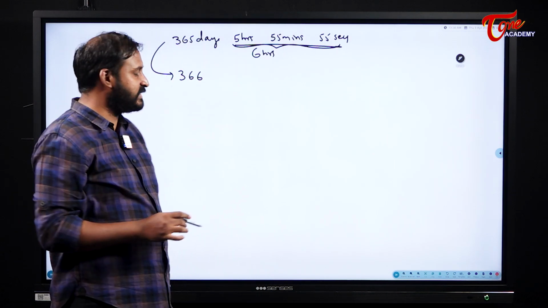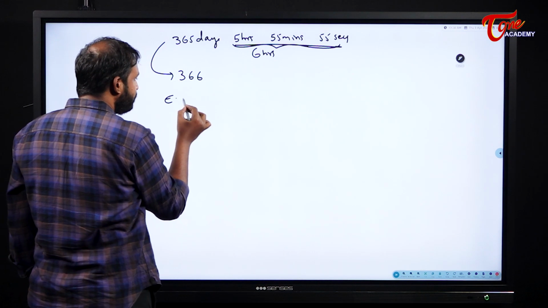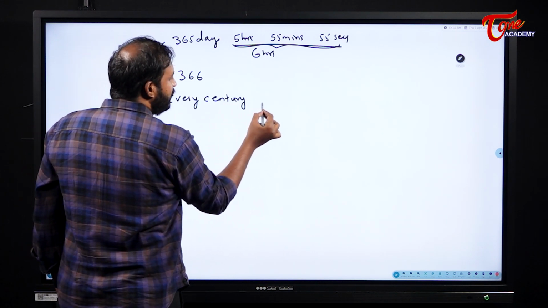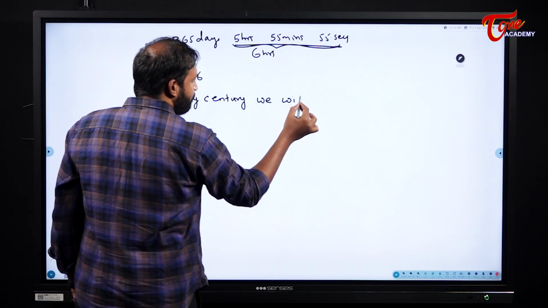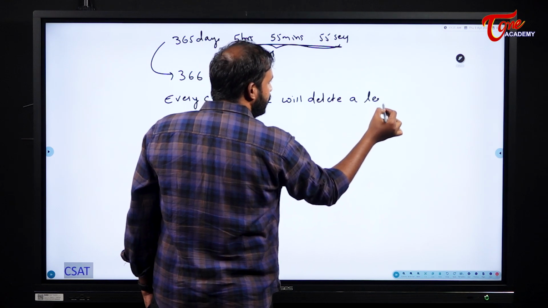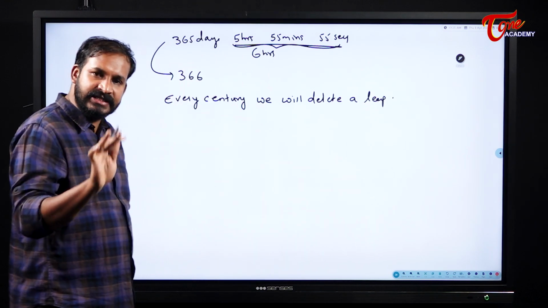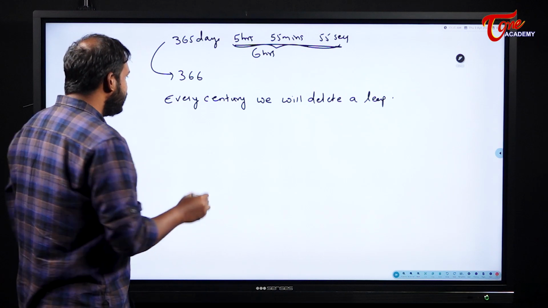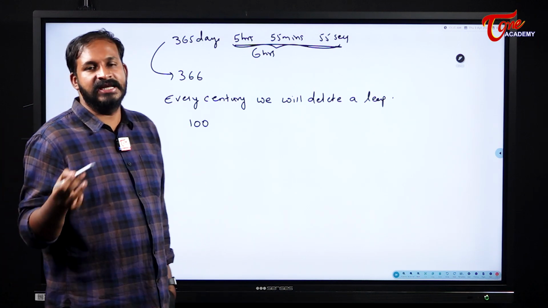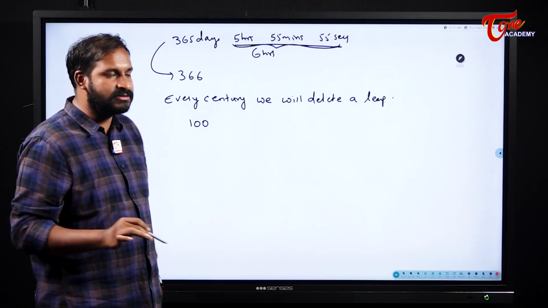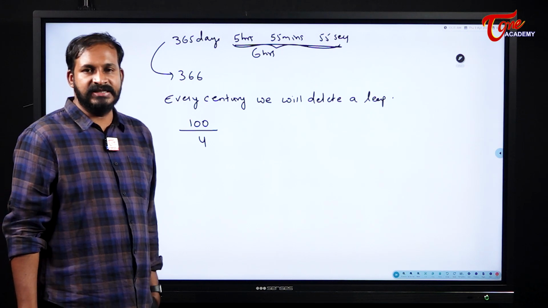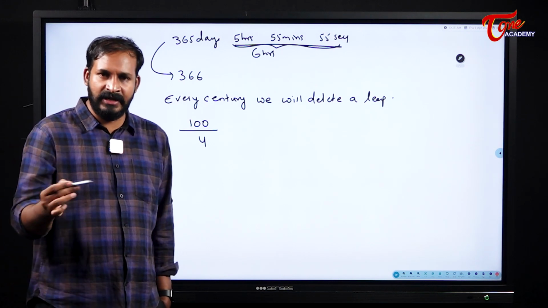To reduce this excess time, at every century we will delete a leap year. What it means is, a leap year, except on century years. There are century leap years also, we will discuss that one. See here, actually speaking, the 100th year. If I want to check whether 100 is a leap year or not, usually what is the technique? Just now I told you, we will check whether it is divisible by 4 or not and decide whether it is a leap year or not.